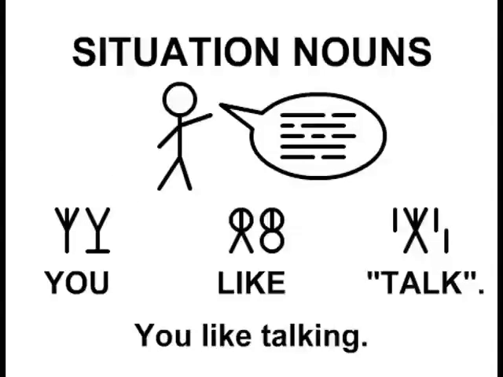Here is an example of the situation noun used in a sentence. "Kige papo ka" means "you like talking." Ka is treated as a noun because it is enclosed in quotation marks.